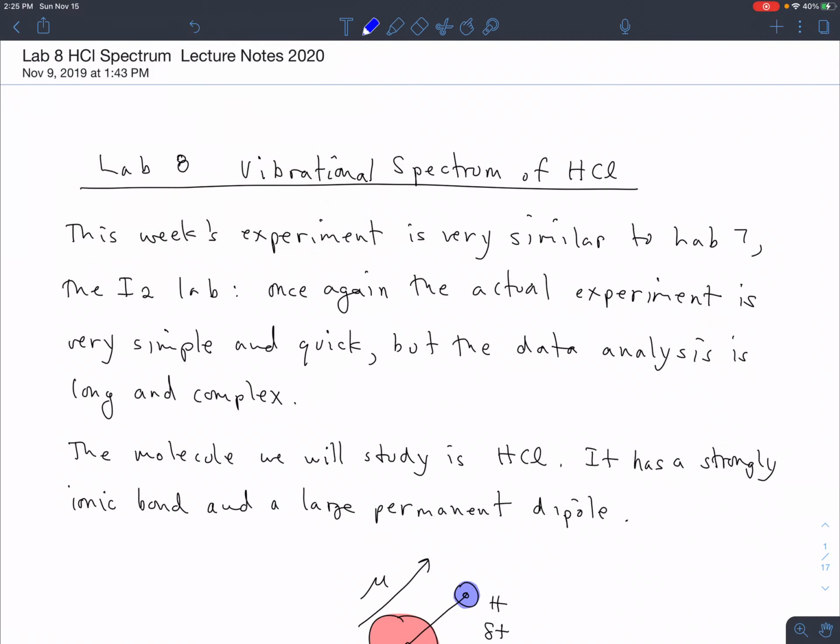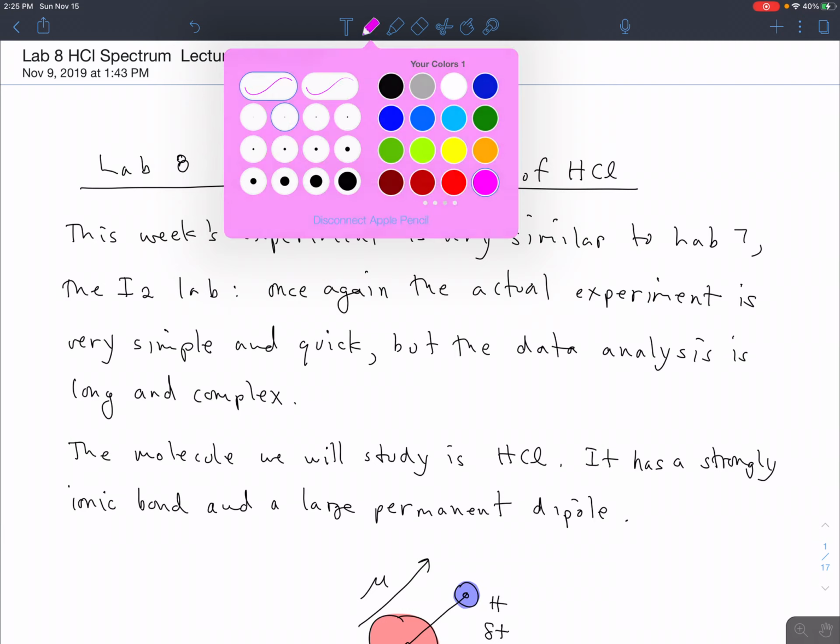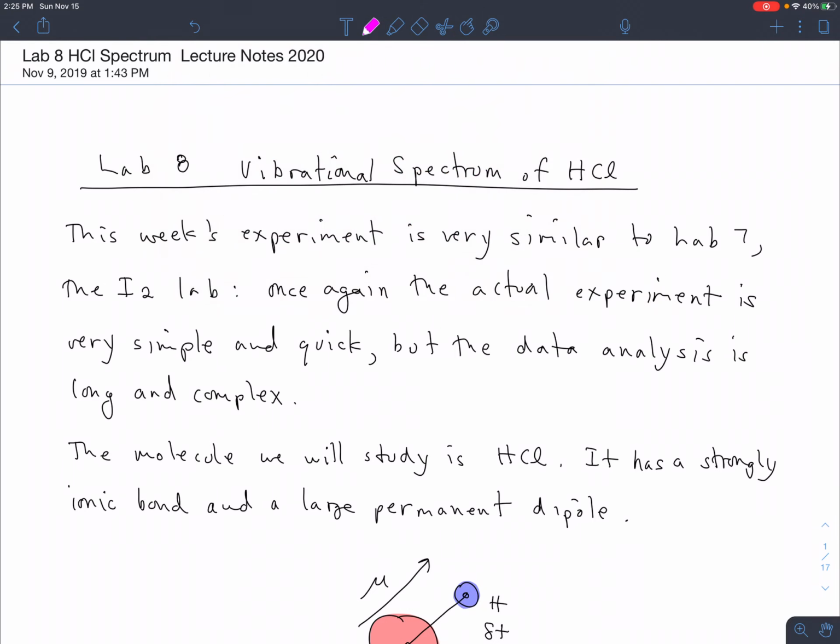All right, we are near the end of the semester now. We are on the very last of the laboratories. Of course, they're all dry labs these days because we can't actually take data, but this one, like the I2 case, wouldn't have involved too much laboratory stuff. A little bit more than the I2 case.